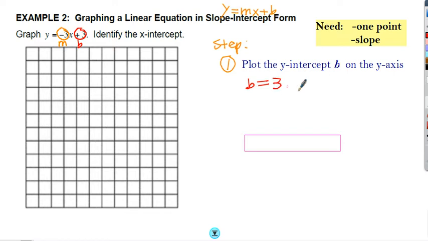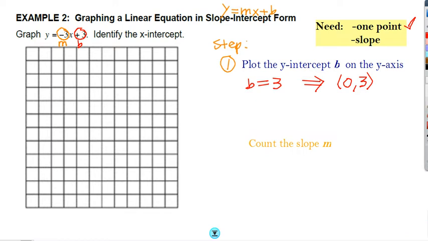And again, I would like you to turn it into a point. The y-intercept is always when x is 0, so it's going to be 0, 3. We found the point, and we have one, just like we need it. So next is to find the slope. And the slope is the m we know from slope-intercept form. So m, we already found, is negative 3.